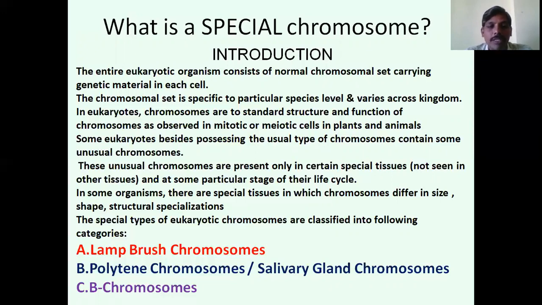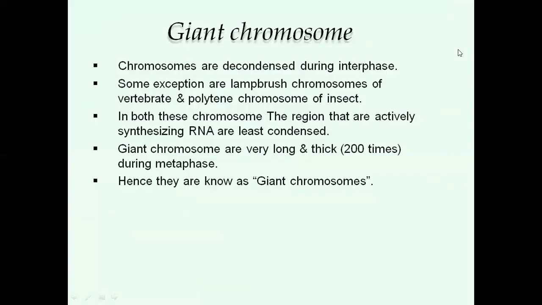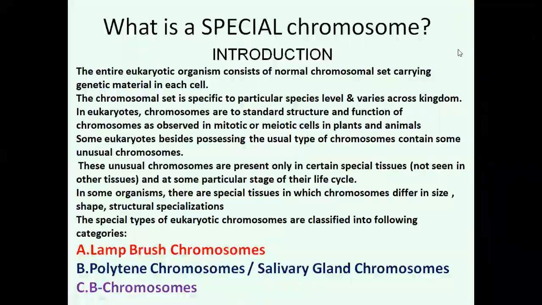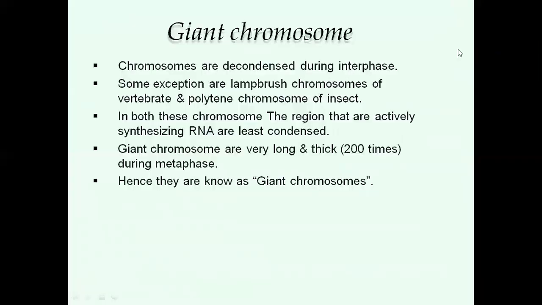So the special types of eukaryotic chromosomes are classified into the following types. One is Lampbrush chromosomes, another is Polytene chromosomes, and the third is B chromosomes. First of all, we go to the Lampbrush chromosomes and Polytene chromosomes. Generally, these two chromosomes are called giant chromosomes.